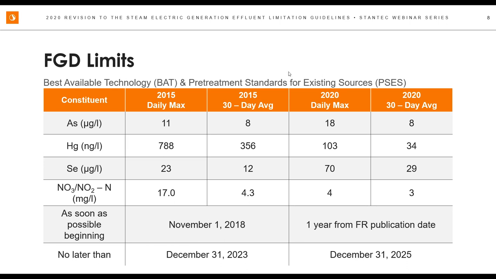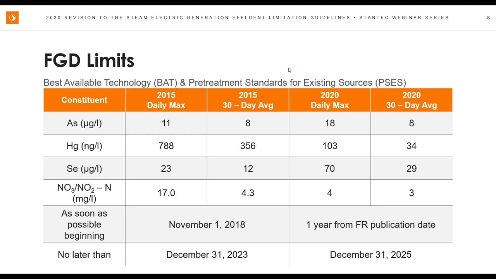So the limits themselves, I've put up here what was in the 2015 iteration of the rule and now what's in the 2020 iteration of the rule. These are the BAT, best available technology economically achievable. And that economically achievable is the value statement that goes along with BAT and along with any pretreatment standards if you were going to a POTW, a municipal wastewater treatment plant.